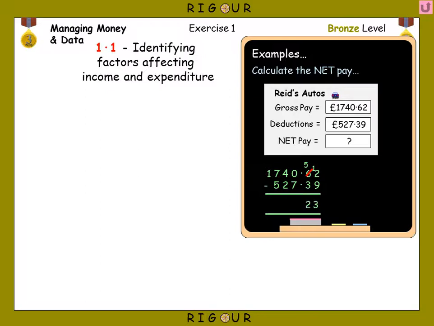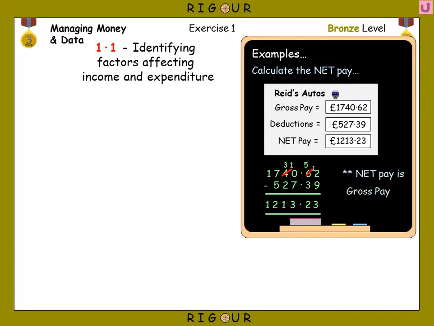We've got to remember to put the decimal point in. So we can't do 0 take away 7. So we take 1 off the 4 next to it, so that becomes 3. And our 0, when we carry the 1 over, becomes 10. So 10 take away 7 is 3. 3 take away 2 is 1, 7 take away 5 is 2, and 1 take away nothing is just 1. So the net pay is £1,213.23.